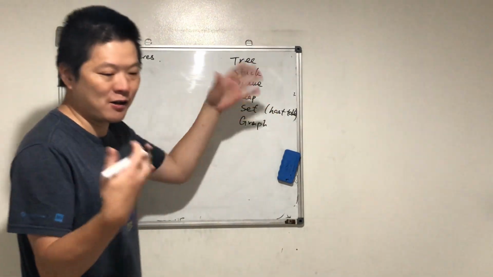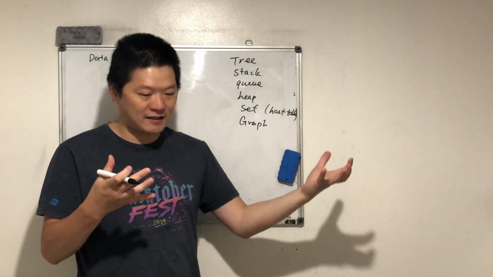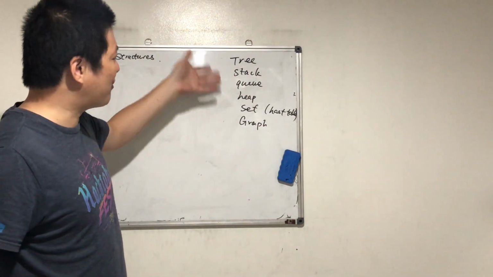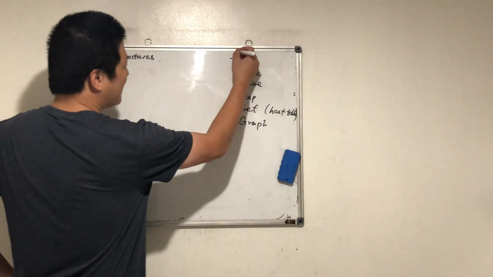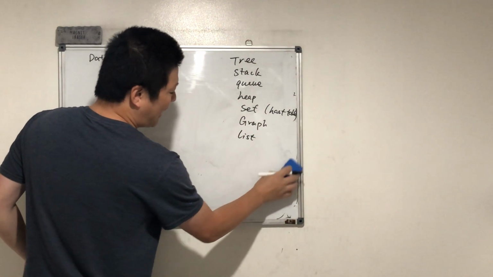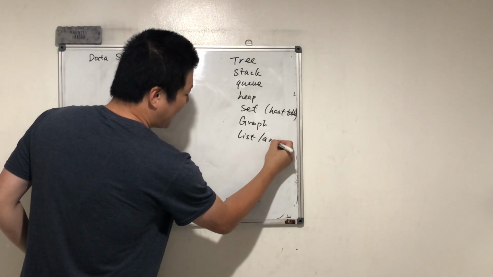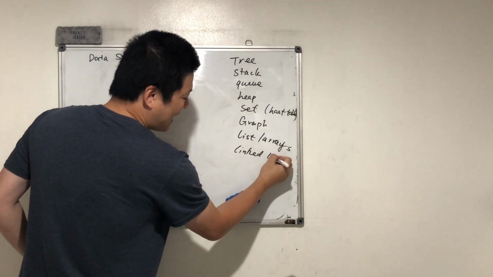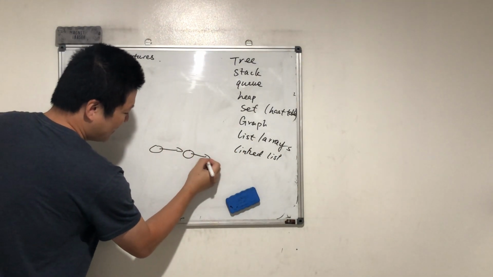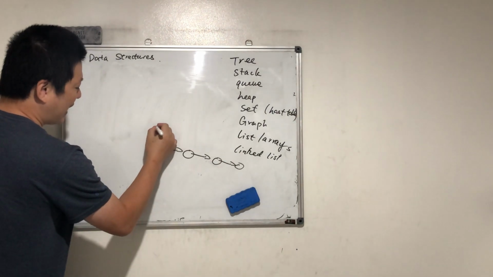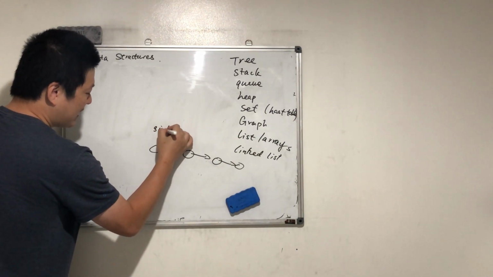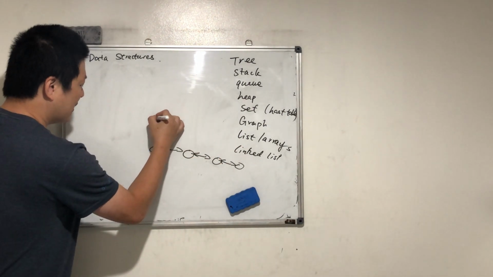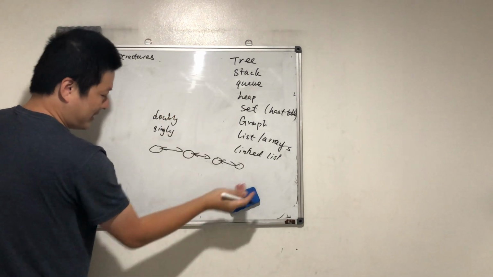And graph, this contains vertices and edges. It's a collection of vertices and edges. Queue, stack, these are quite normal. Tree, and the most important thing we have is the list, and arrays. What else? Linked list. We talked about several problems about linked lists. A singly linked list is one directional. If it's two directional, we call it a doubly linked list.